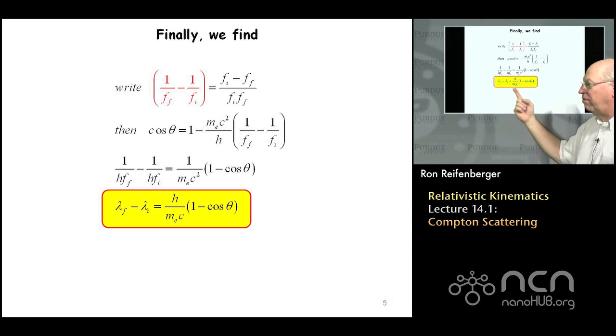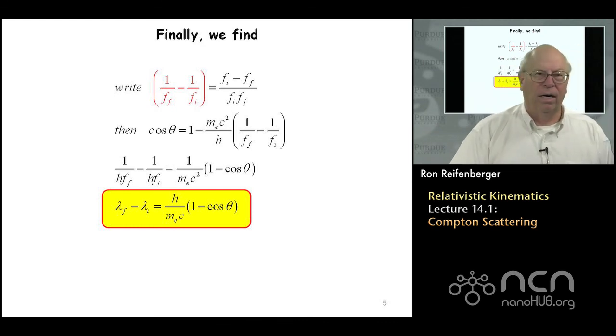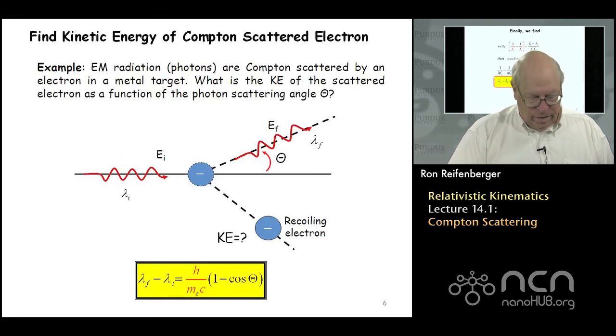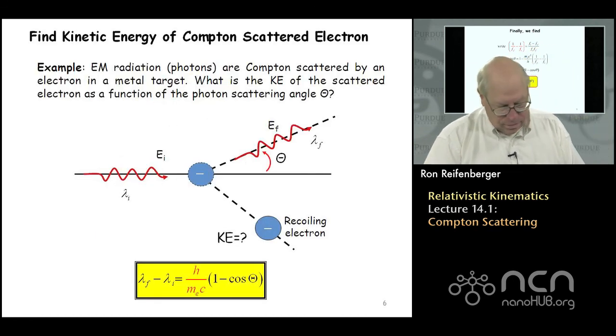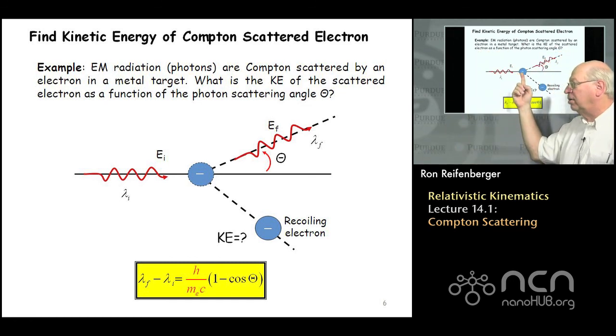This prefactor here that multiplies the 1 minus cosine theta is known as the Compton wavelength. I think we evaluated that way back in the first week of the semester. It's about 2.5 picometers, right? And that's the factor that scales the problem for photons scattering off of electrons. So in this calculation, it's assumed that the initial electron is at rest, okay?